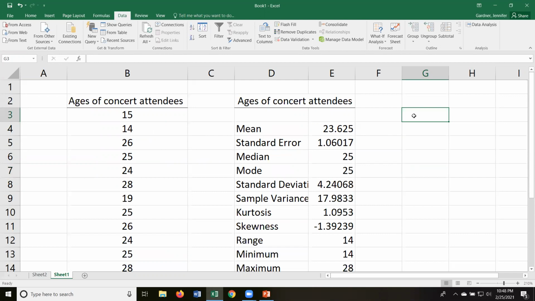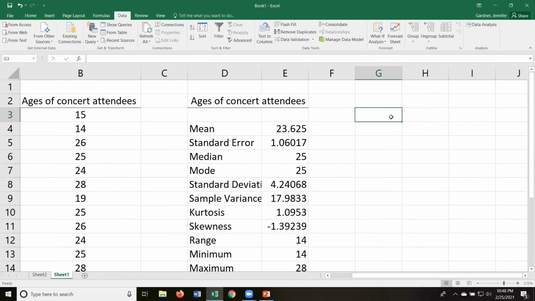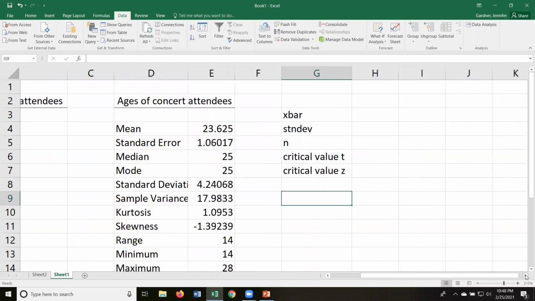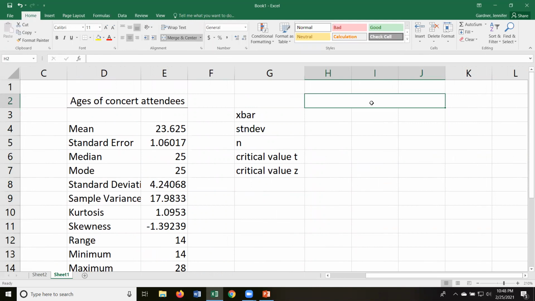So for this, I'm going to need, for my formula, X bar, standard deviation, n, and finally, the critical value, and I told you I would tell you how to get it for t and for the z normal distribution. So we're going to go over all of that and finding that, some of which we already have right here, because the whole reason we're doing that is so we can do the formula.